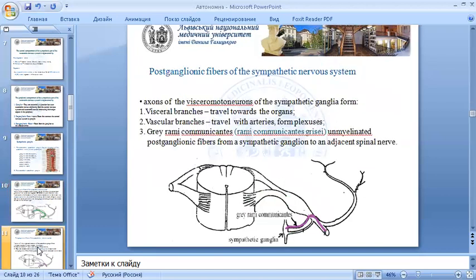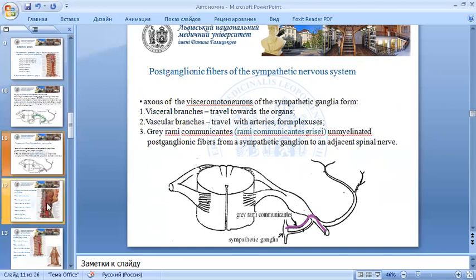Now the postganglionic fibers. Postganglionic fibers are axons of visceral motor neurons, because the sympathetic ganglia of the sympathetic trunk are visceral motor neurons. So axons of these visceral motor neurons of the sympathetic ganglia are postganglionic fibers, and they form visceral branches which travel towards the organs, vascular branches which travel with the arteries and form plexuses, and gray rami communicantes, which are unmyelinated postganglionic fibers from a sympathetic ganglion to an adjacent spinal nerve.